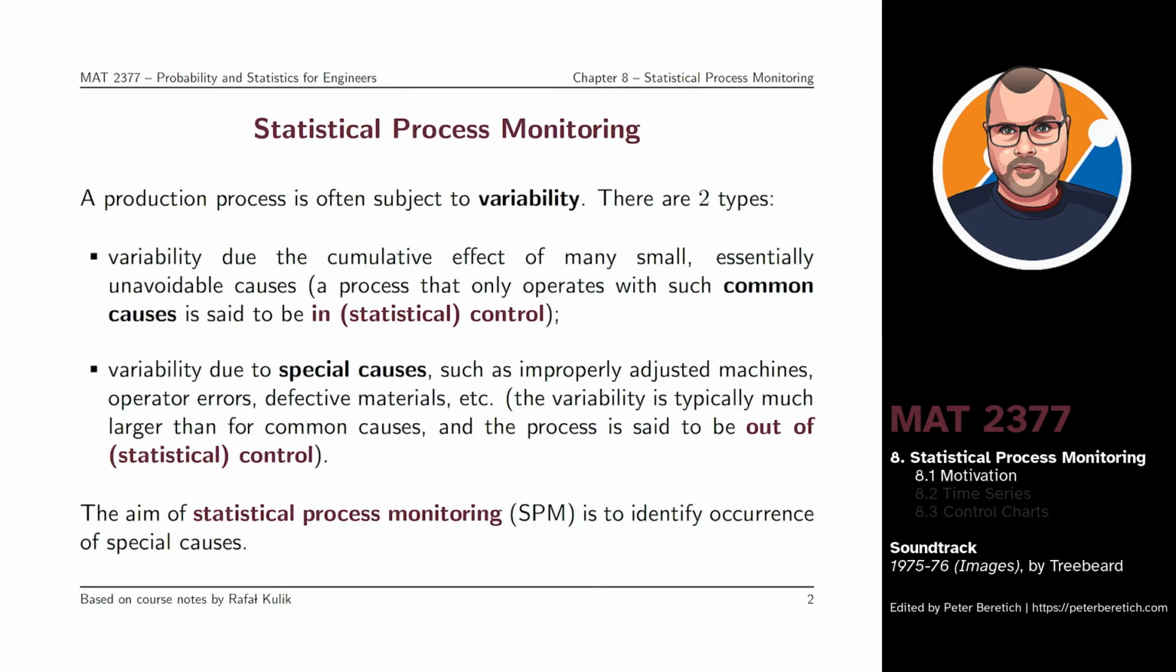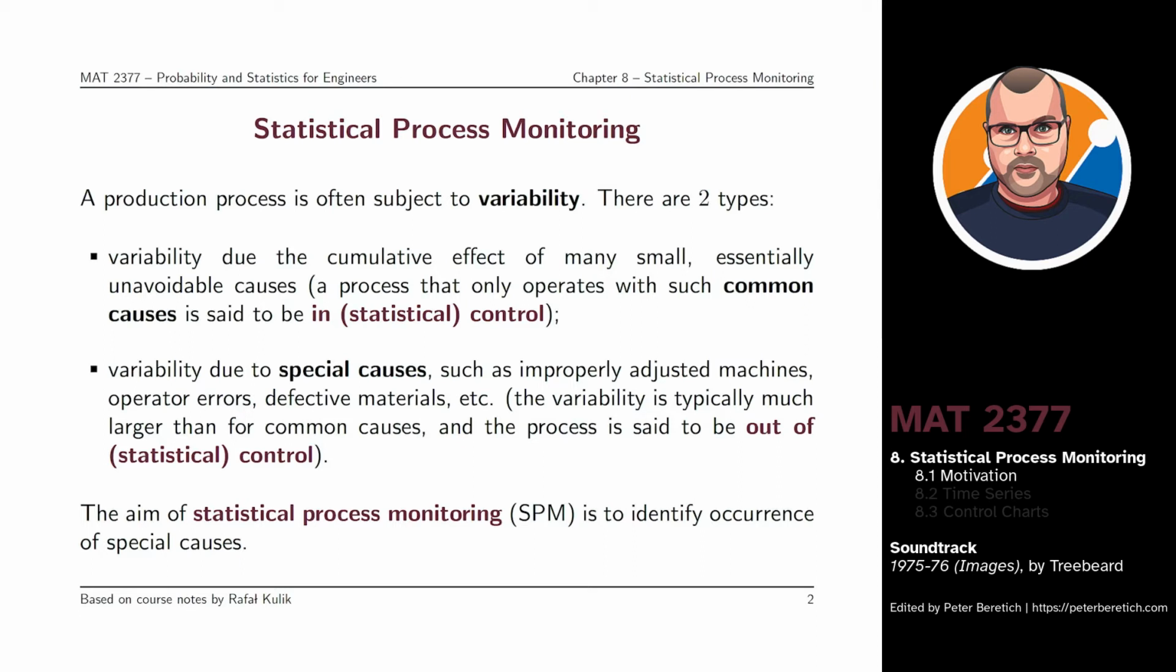There's the variability due to the cumulative effect of many small and essentially unavoidable causes, things that you cannot really control for. If a process operates only with these common causes, we say that it is in statistical control. The weather, whether there'll be a little bit more dust in the space when you manufacture your products than usual or not, whether the operator of the heavy machinery has a headache or not, that type of thing.